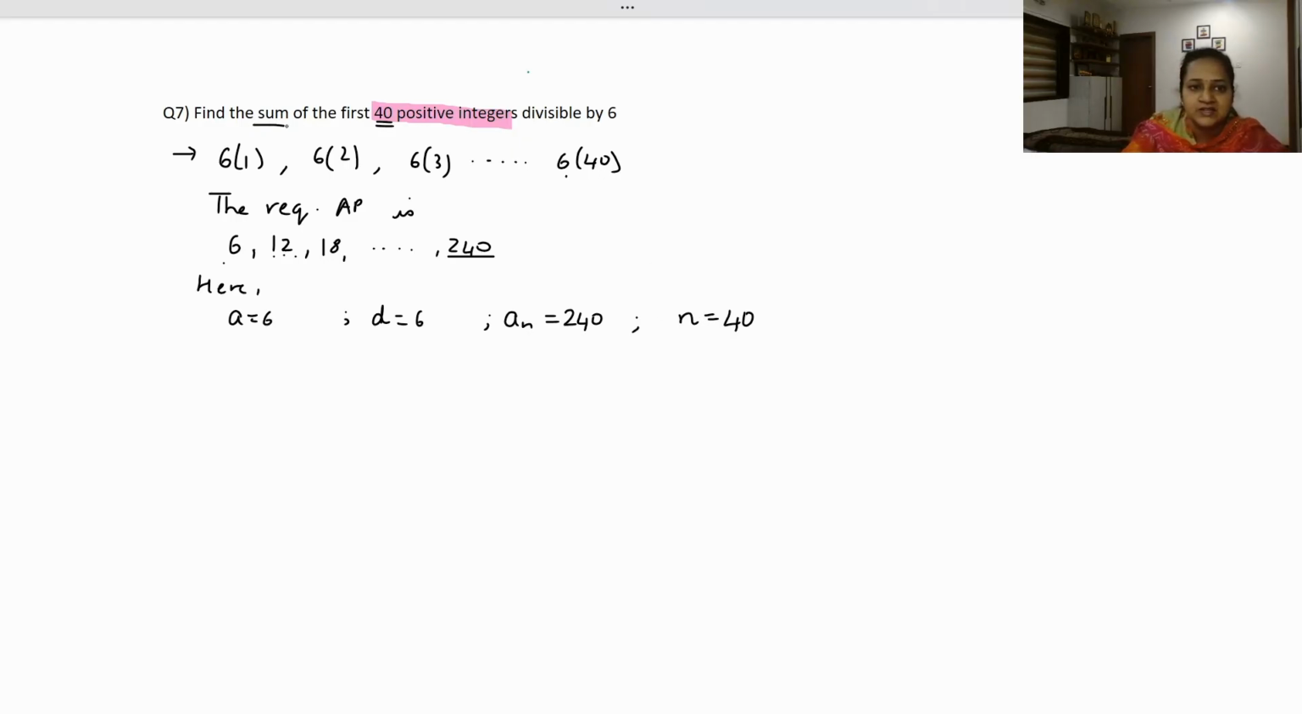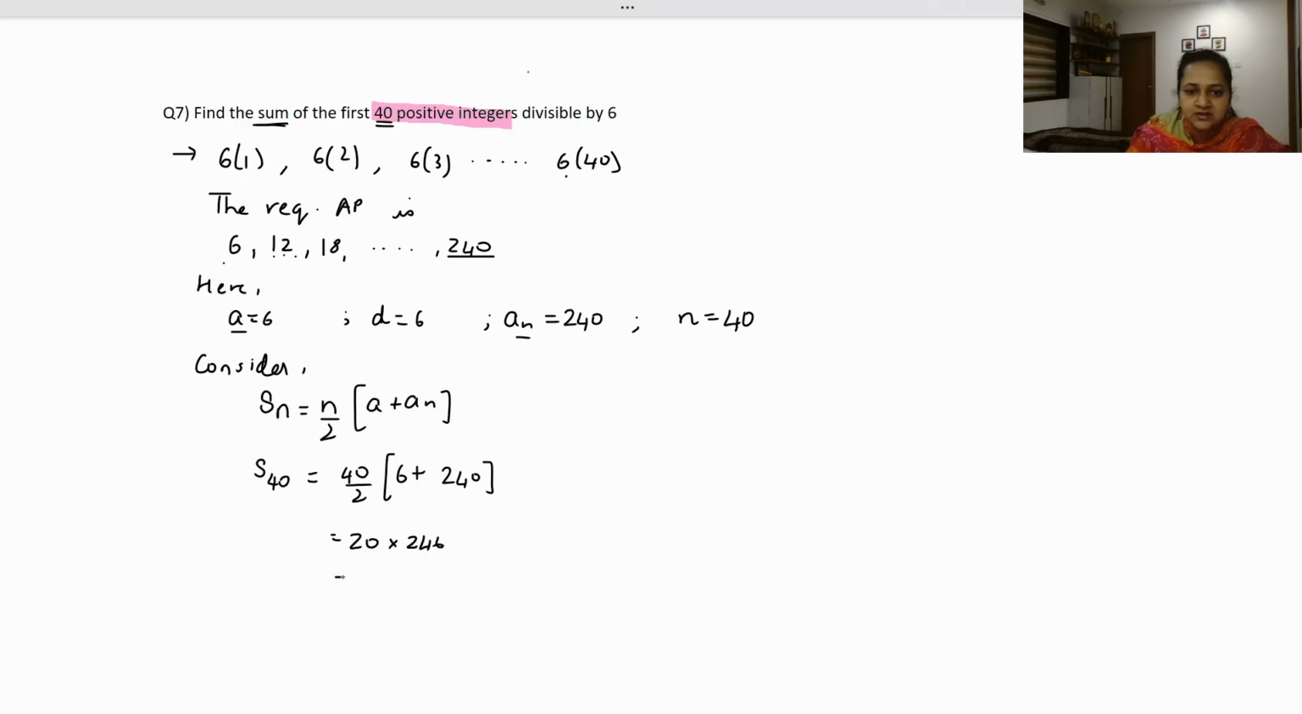Now what do we want to find? Sum. Consider the sum of the first 40 terms. We can use the formula n by 2 times (2a plus (n minus 1) times d), or because we have a and an, we can write n by 2 times (a plus an). We want the sum of the first 40 terms. So S40 is 40 by 2 times (a is 6 and an is 240), which is 20 into 246, which is 4920.